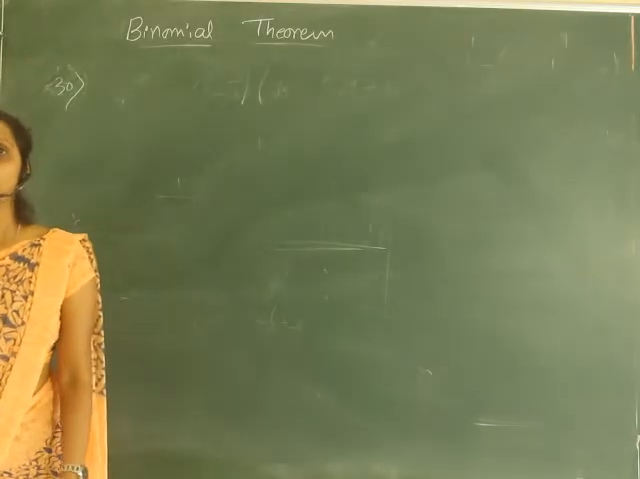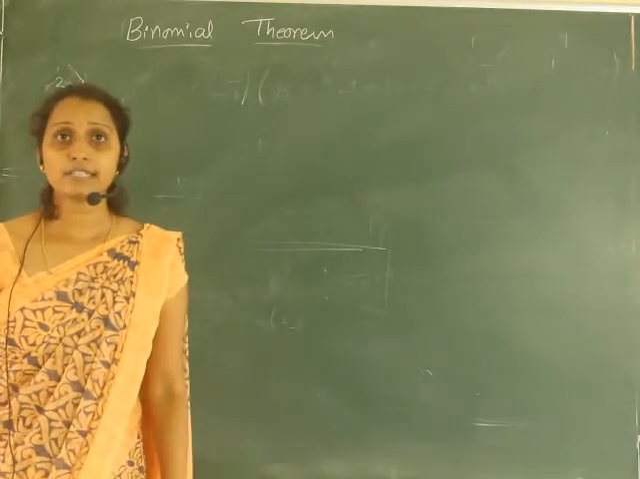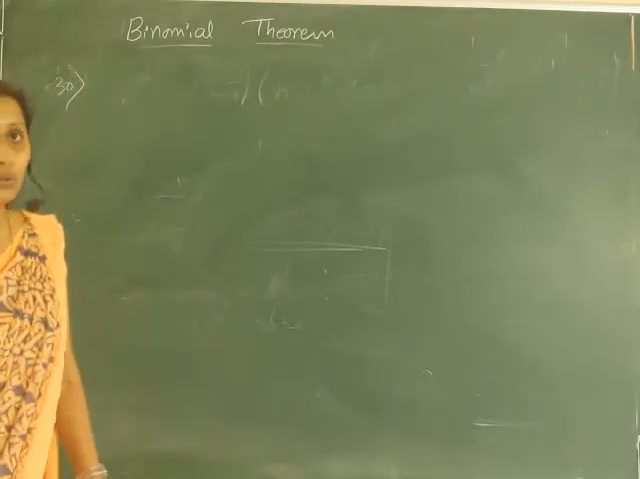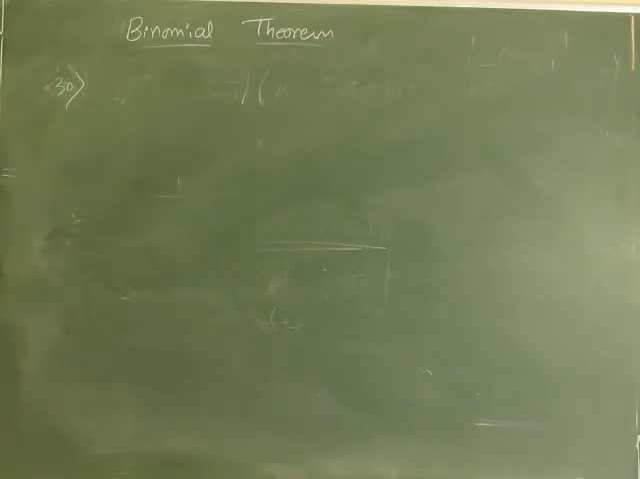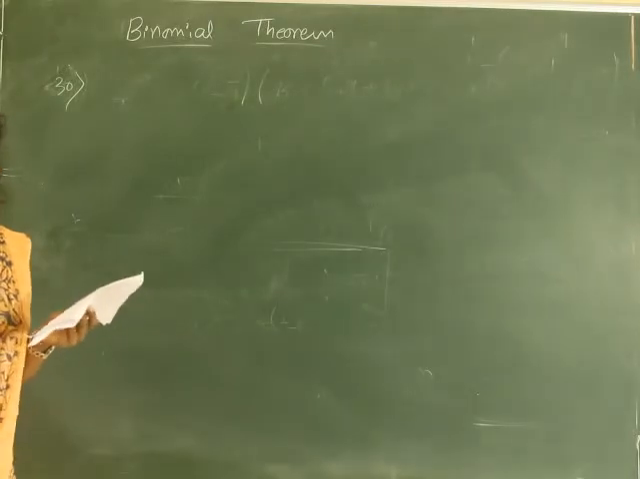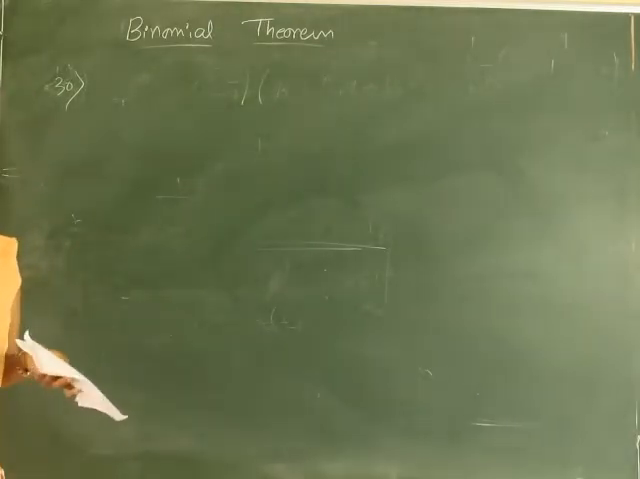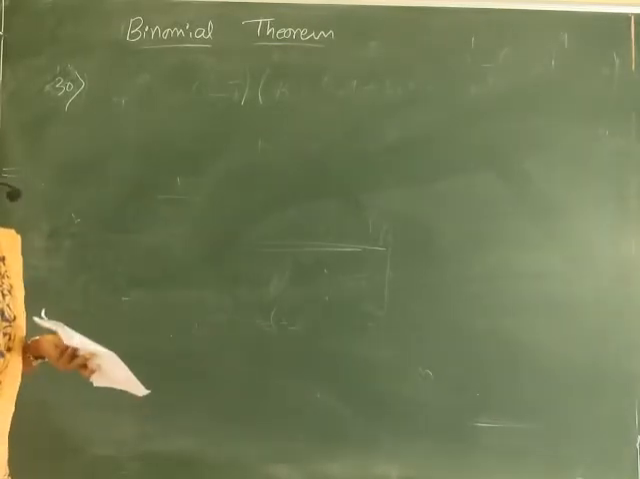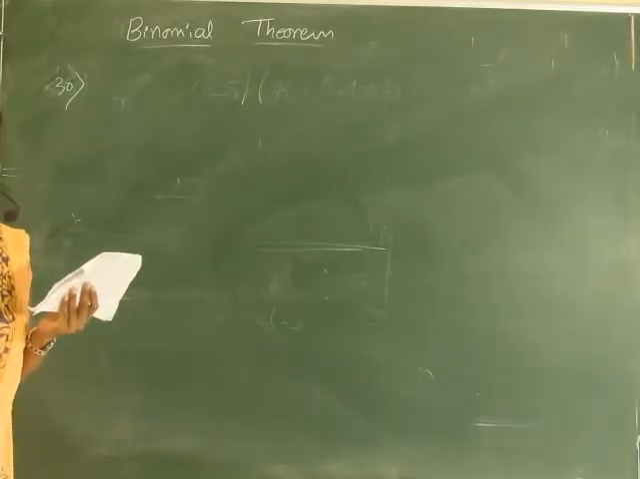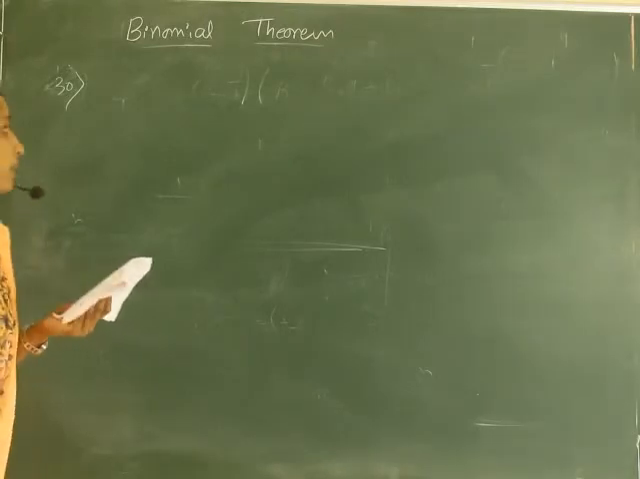So the binomial coefficients are nc0, nc1, nc2, so on up to ncn. If the index is n plus 1, that is n plus 1 c0, n plus 1 c1, n plus 1 c2, so on up to n plus 1 c n plus 1. So we have to calculate what is Pn plus 1 divided by Pn.